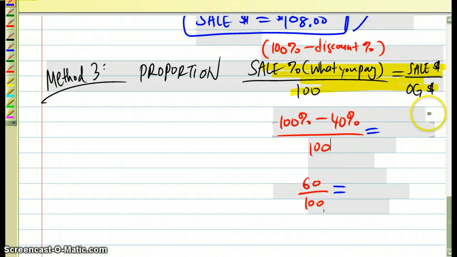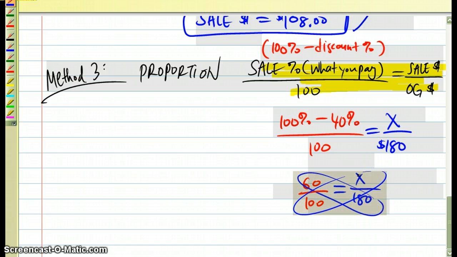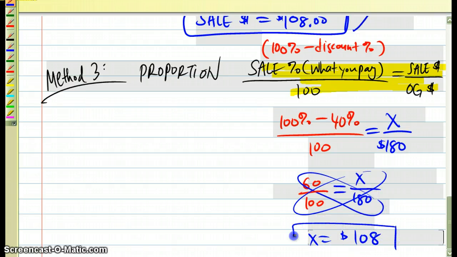And then you've got a sale price, which we don't know what it is. So over X, I'm going to rewrite it over here twice. And then your original price. And the original price is always proportional and side by side with 100 because that's the whole price of the item. So we've got $180. Here we go. We're going to cross multiply. When you do that, your answer will come out to be $108.